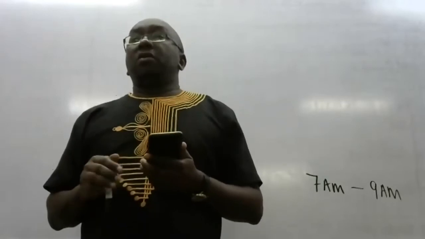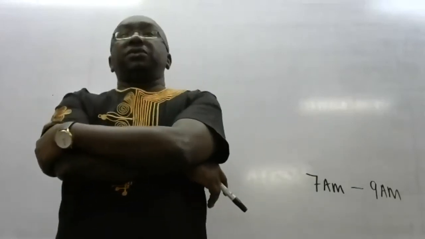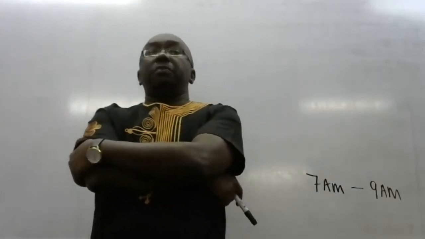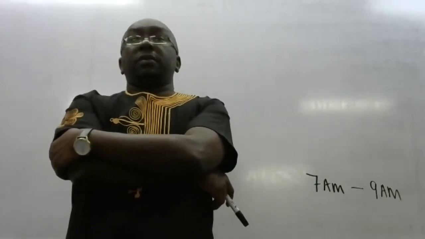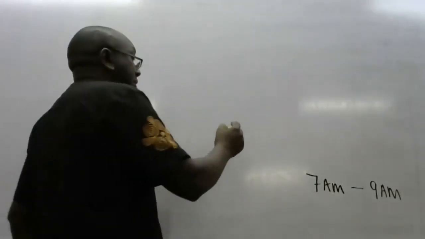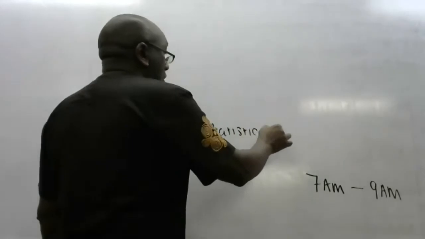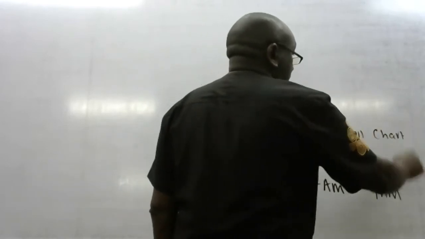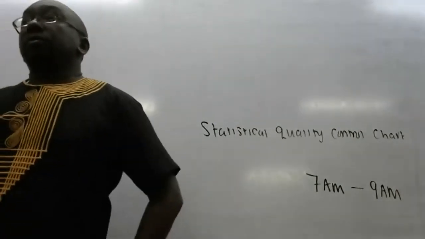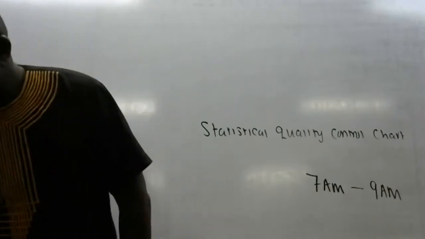Okay, then down there we write that once specific observations and their probabilities are established, a diagram known as statistical quality control chart is drawn. Yeah, that one is as simple as that.